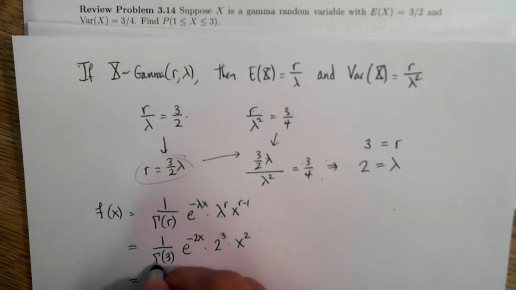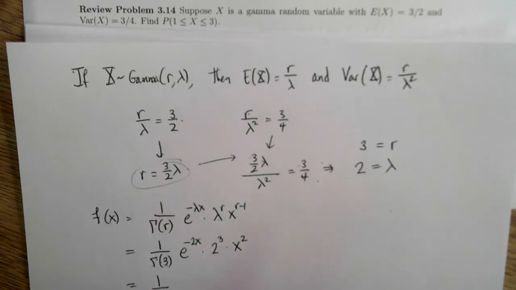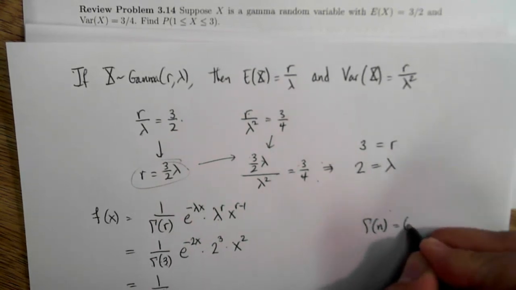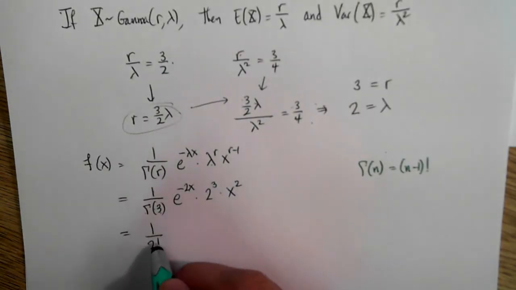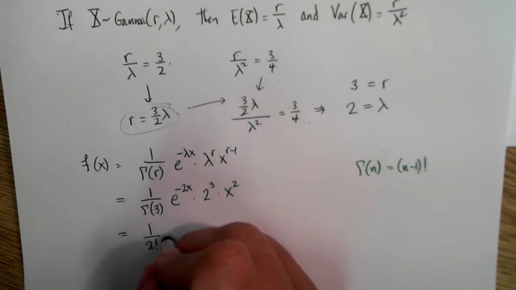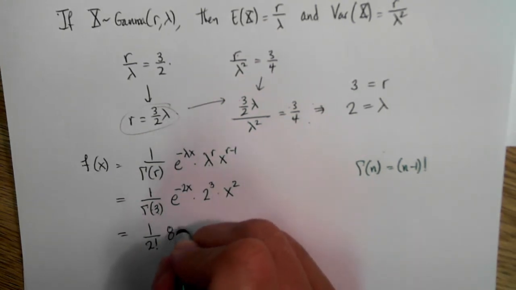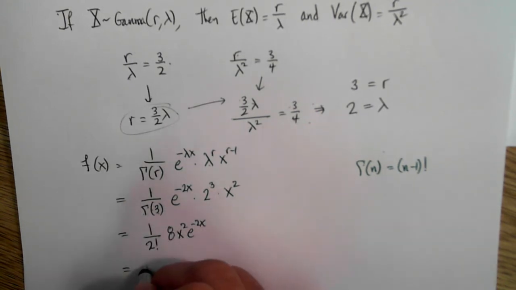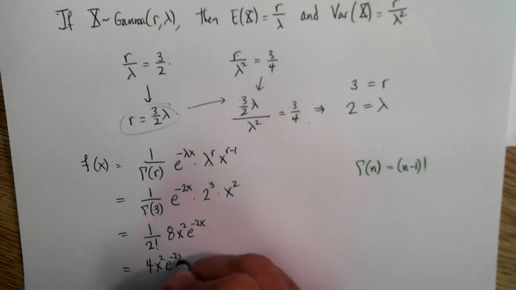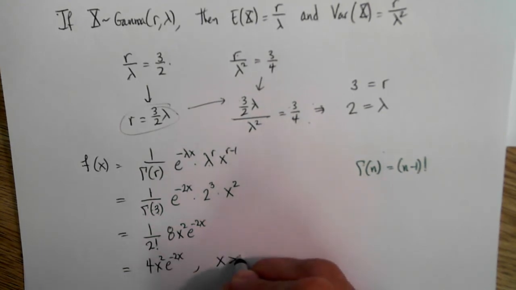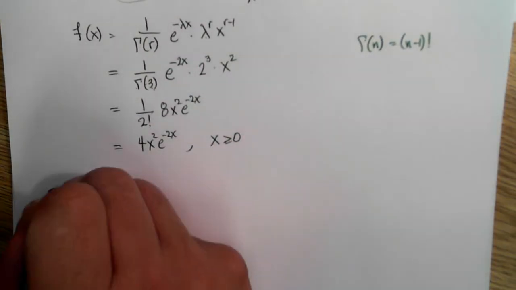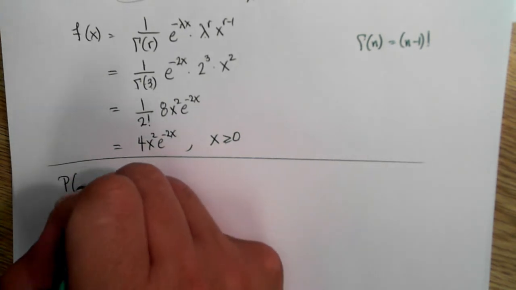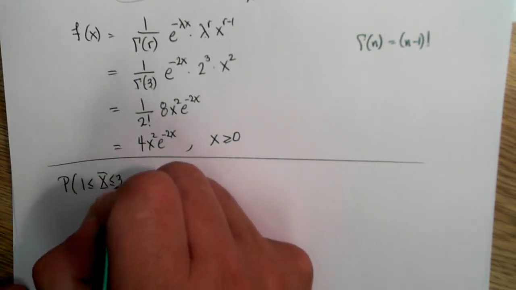Now 1 over gamma of 3. Gamma of an integer is that n minus 1 factorial. So that's one of my rules, that if I have an integer, then gamma of n is equal to n minus 1 factorial. So 1 over gamma of 3 is 1 over 2 factorial times 8 times x squared e to the minus 2x. So I end up with 4x squared e to the minus 2x as my PDF as long as x is greater than or equal to 0.